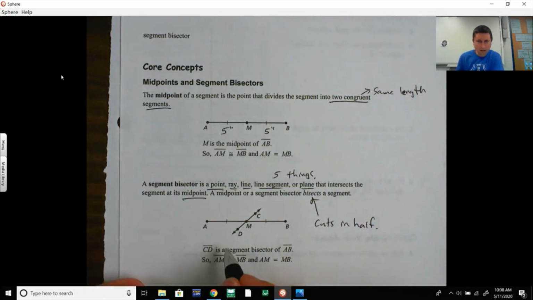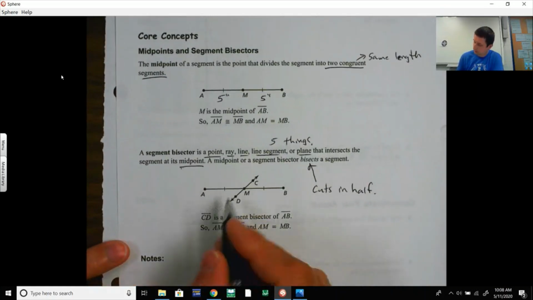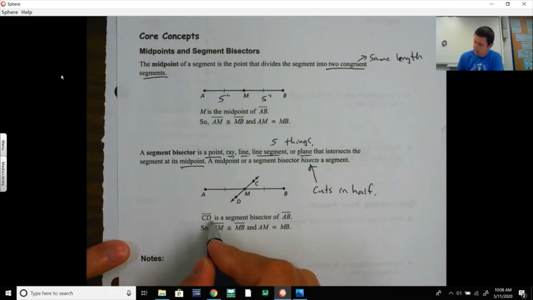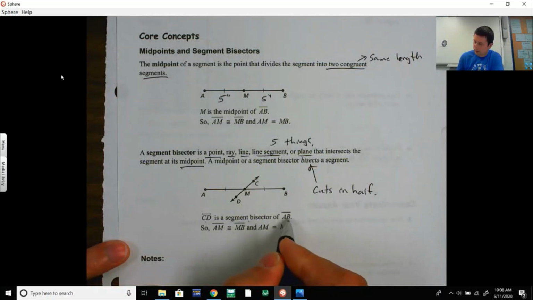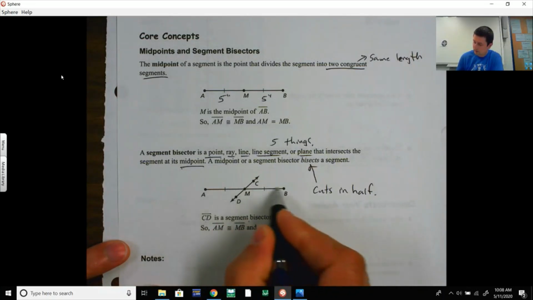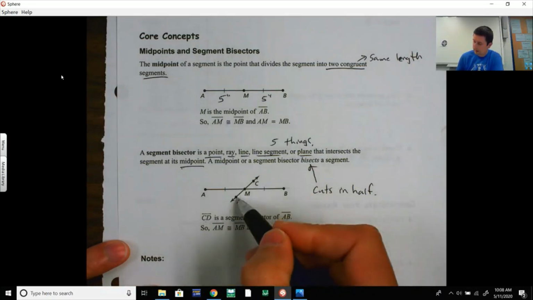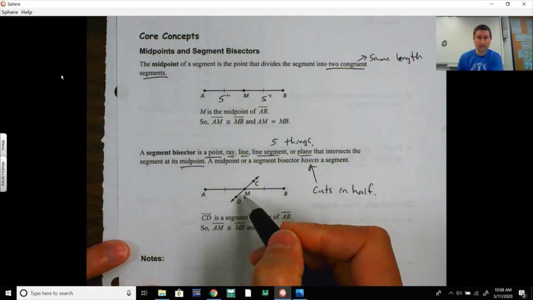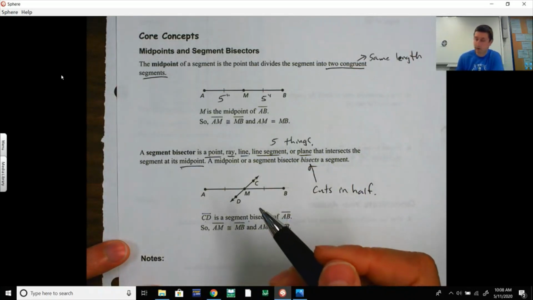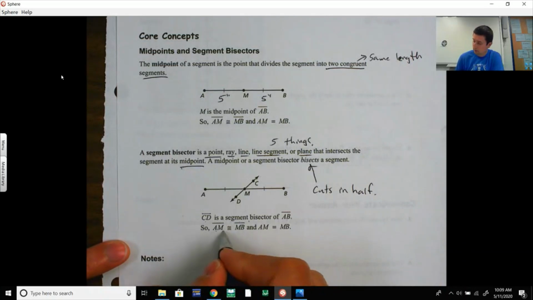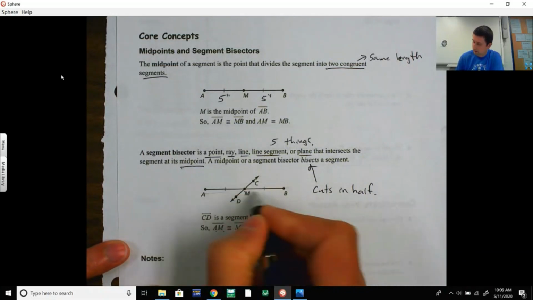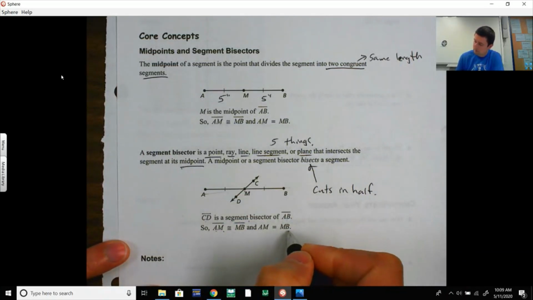This is some terminology that's going to come into play in your problems too, the questions that you have. Line CD is a segment bisector of segment AB. So here's segment AB. Line CD is a segment bisector. It's bisecting a segment. We'll also have angle bisectors later on. So AM is congruent to MB, and AM is equal to MB.